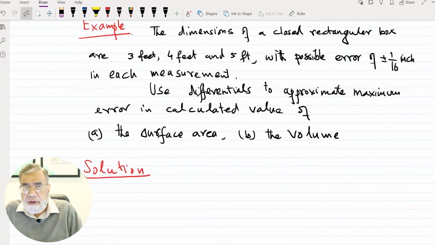We have this example. We are given the dimensions of a closed rectangular box. One side is 3 feet, another is 4, and the other is 5 feet. We want to calculate the maximum error in the value of the surface area and the volume. The measurement has a possible error of plus or minus 1/16 inches.